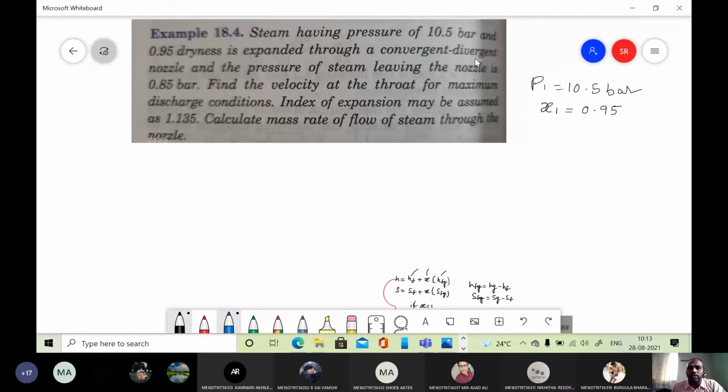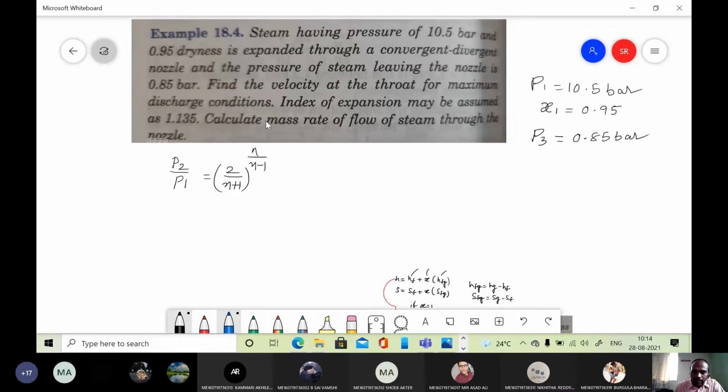It is expanded through a convergent divergent nozzle and the pressure of steam leaving it is P3, yes or no? Because it is a convergent divergent nozzle, the pressure is 0.85 bar. Find the velocity at the throat for the maximum discharge condition, right? What is the condition we have for maximum discharge? P2 by P1 is equal to 2 by n plus 1 whole power n by n minus 1. Agree? This is the condition for maximum discharge, right? And it is asking to find the velocity at the throat for maximum discharge.